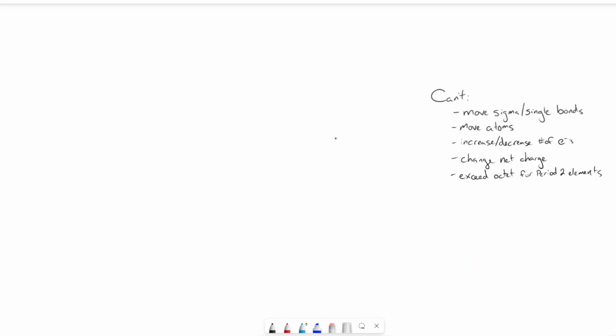In this video, we are going to lay the foundation for drawing resonance structures. A resonance structure involves moving of electrons, but here are some of the can'ts. You can't move sigma or single bonds, you can't move atoms, you can't increase or decrease the number of electrons, can't change the net charge, and you can't exceed an octet for period 2 elements. We're going to talk about each of these as we give an example of 1,3-pentadiene.